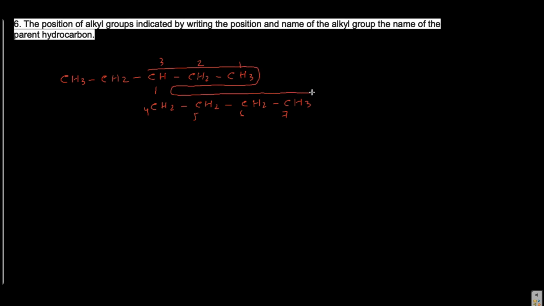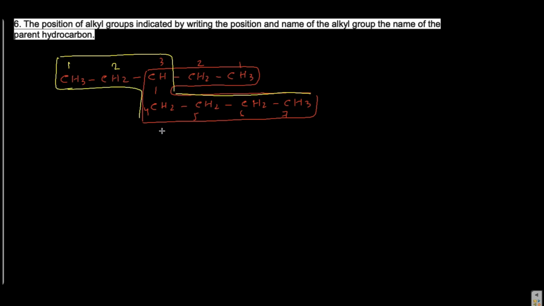That is, here if you consider CH3, CH2, CH, CH2, CH3, and here CH2, CH2, CH2, CH3. How can you name it? You can number 1, 2, 3, 4, 5, 6, 7. This is the longest carbon chain. You can consider this as the longest carbon chain, 7, or you can consider 1, 2, 3, 4, 5, 6, 7 like this. This is also another longest chain.